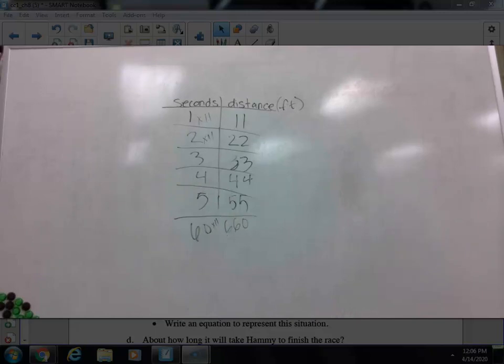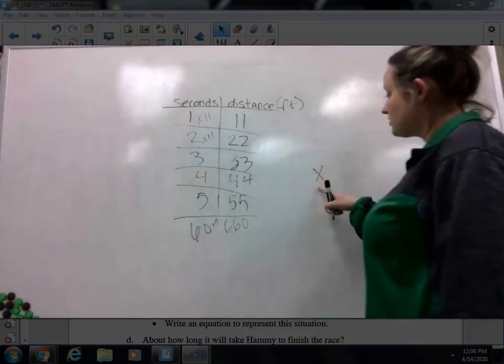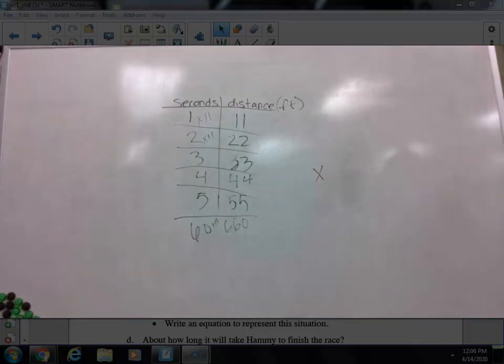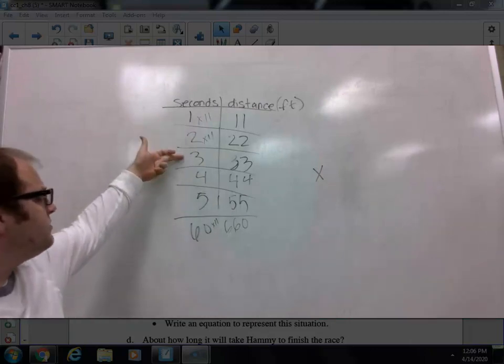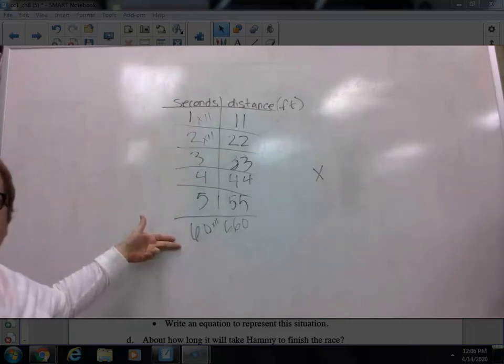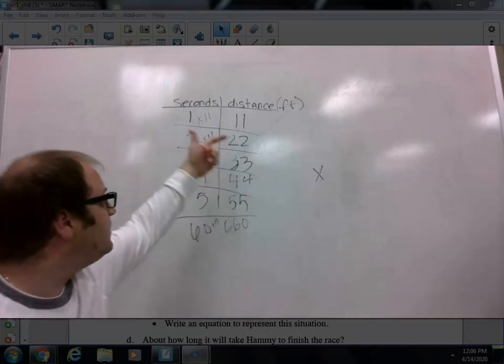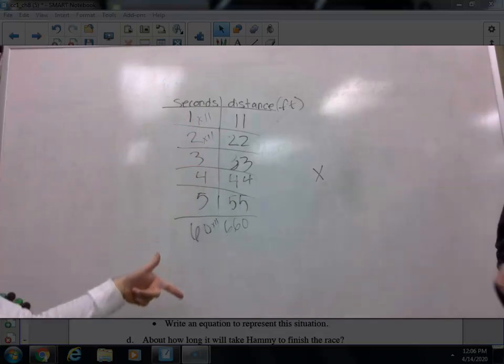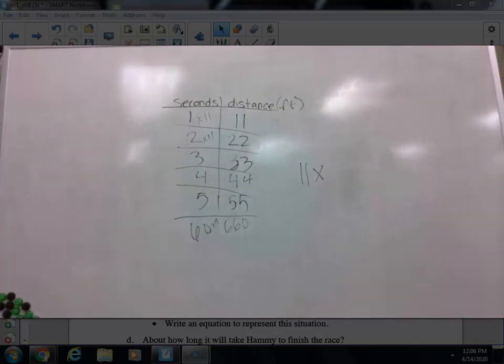Write an expression that represents how far Hammy will run in X amount of seconds. So if we don't know our seconds, we can use X as a variable. Now remember in our table, the 1, the 2, the 3, the 4, the 5, and the 60 represent our time. So now we're replacing those values with X. And what did we do in each of these scenarios? We multiplied it by 11. So our expression would be 11x.